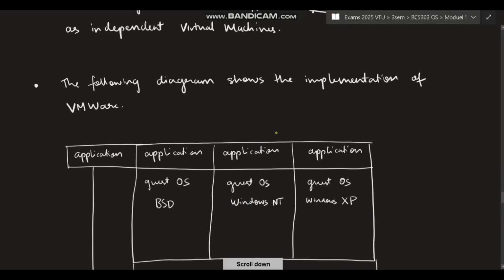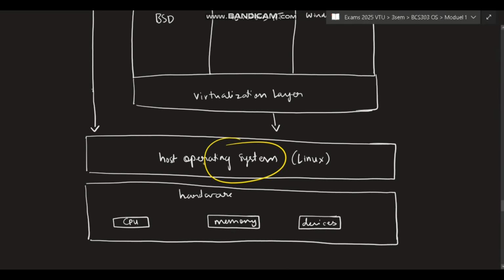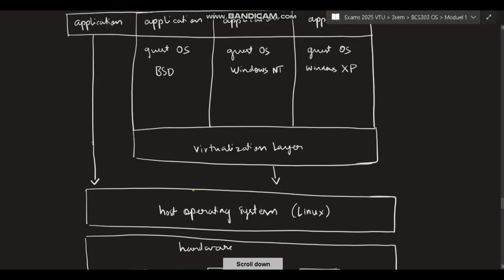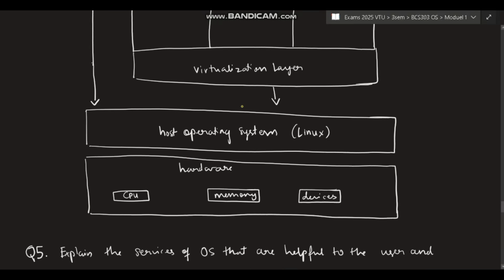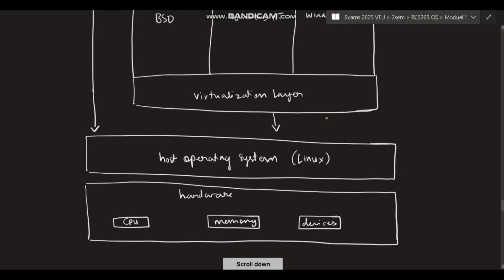The following diagram shows the implementation of VMware. So this is our guest OS, this is another guest OS, this is another guest OS, this is the virtualization layer, and here we have the host operating system, which is Linux. The hardware, memory, devices, and CPU will all be shared with all of these, and each of them can access all of the hardware. So this is how the VM is implemented, and this is the example for VMware. In case they ask in the exam, then only you need to write about VMware, or else the theory of virtual machine is sufficient.